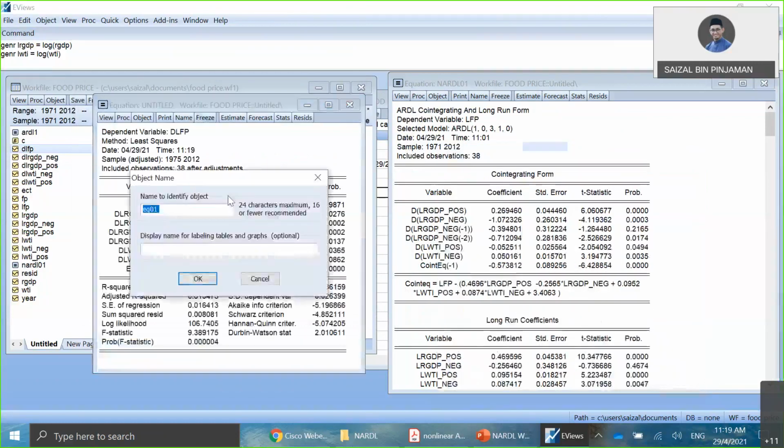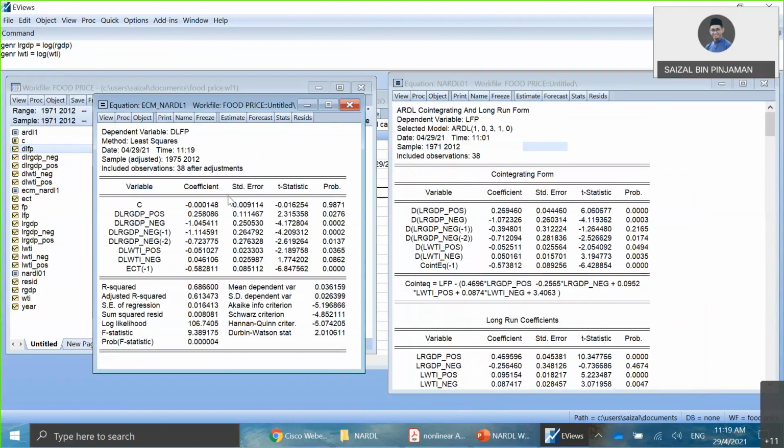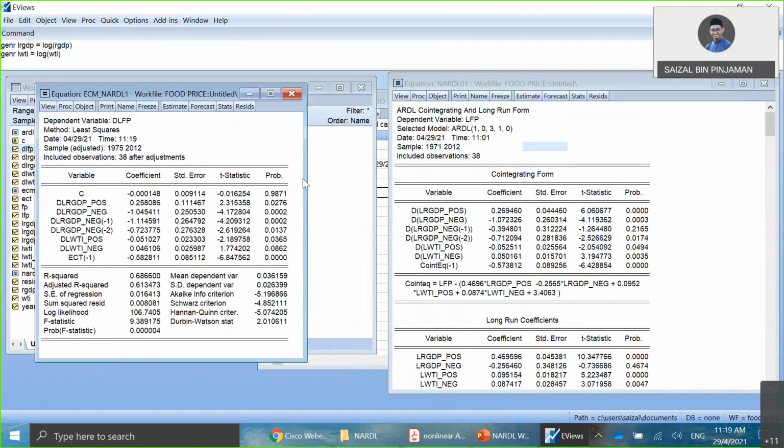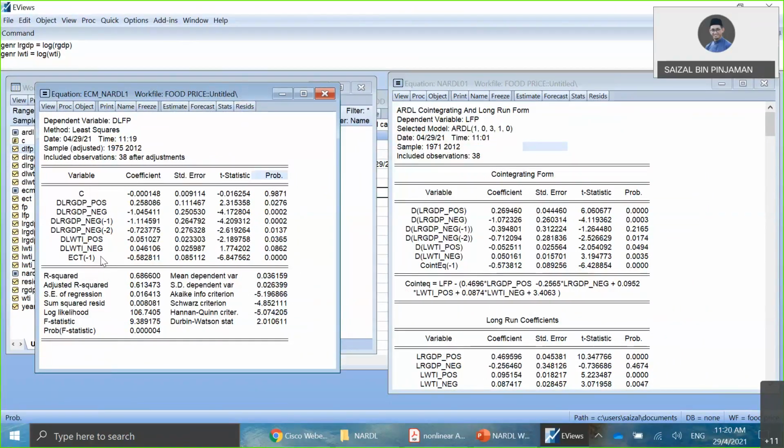So we can say this is the ECM for NARDL 1. Choose okay. So here we have the short run form for our NARDL. You can look into this short run form to study the short run relationship between the dependent variable and the independent variable, including their asymmetry.